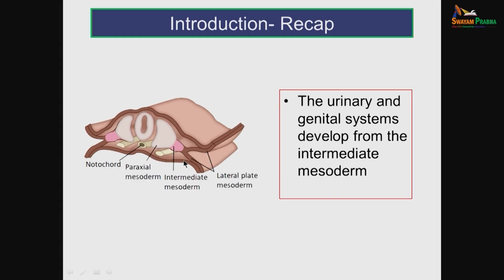We will focus on the intermediate mesoderm in this class, since the intermediate mesoderm is going to give rise to the urinary and genital system. So, the urinary and genital system develop from the intermediate mesoderm, as has been pointed out in this picture.